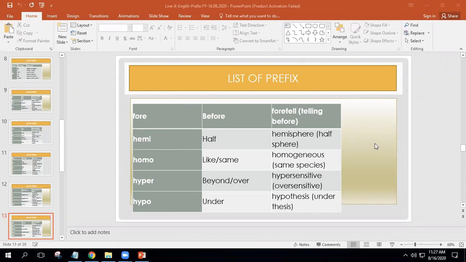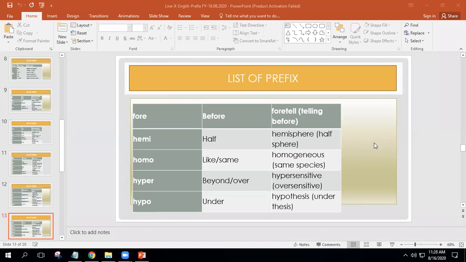Next, hemi. Hemi means half. In geography, you have learned the term hemisphere, right? That is half sphere. If the Earth is imaginarily divided into two parts, we find two hemispheres. There's the northern hemisphere and the southern hemisphere, right? So here hemi is a prefix which means half. Next, homo. Homo means like or same. Example can be homogeneous, that is same species.